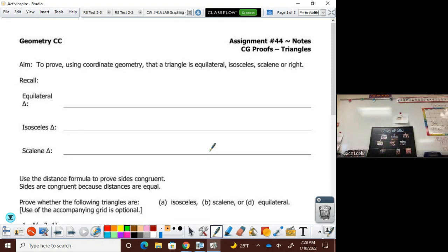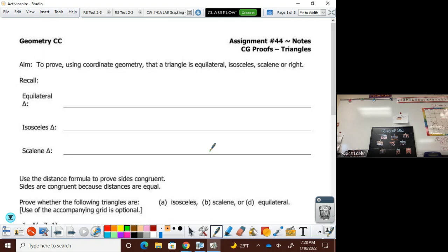And today we're going to talk about coordinate geometry proofs. Our last lesson was 43, which was basic introduction to proofs. So we talked about how to prove two lines are parallel, how to prove two lines are perpendicular, things like that. Today we're moving on to how to prove different types of triangles.